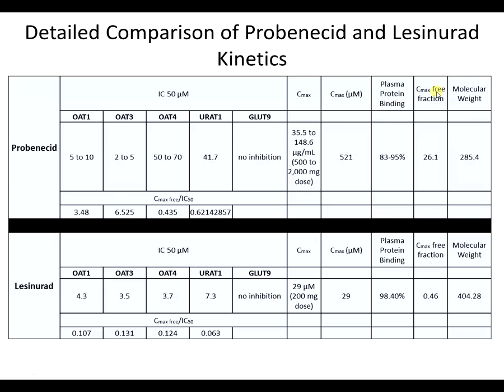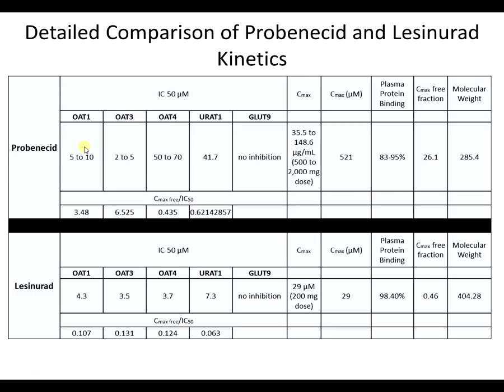But because it's protein bound, the free concentration will be about 26.1 micromolar, whereas Lesinurad, its total concentration is about 29 with the therapeutic dose, whereas the free concentration is much, much lower, about 460 nanomolar or 0.46 micromolar. Now, if we look on the left here, this is really where the meat and potatoes of the evidence would be. We have the IC50 here, and then the IC50 for the other drug down here.